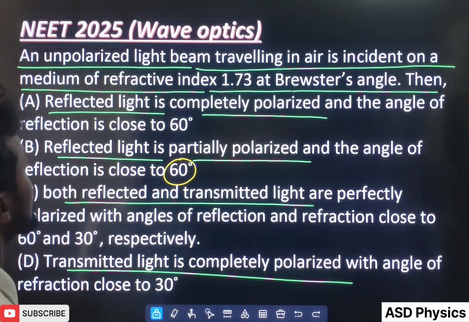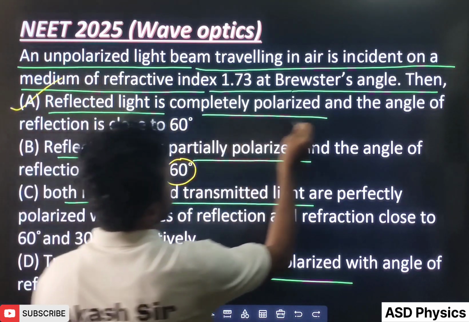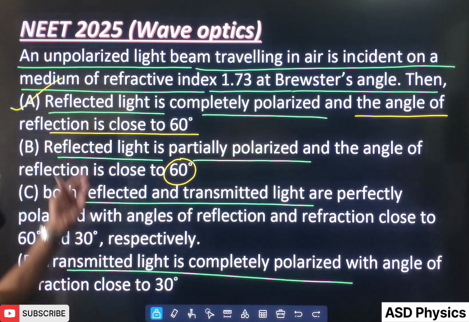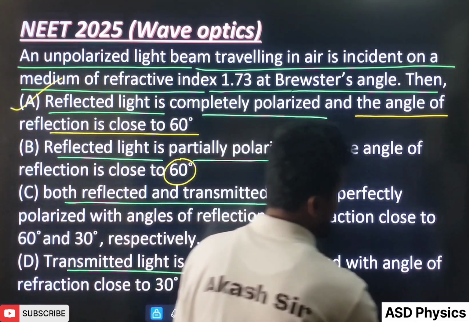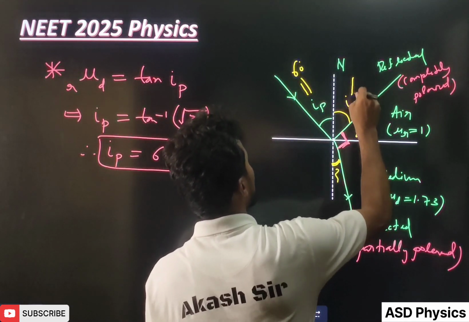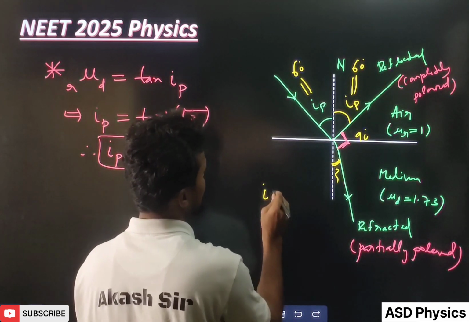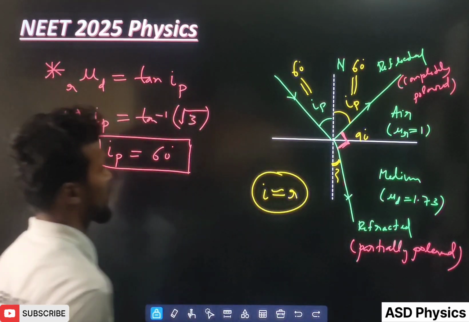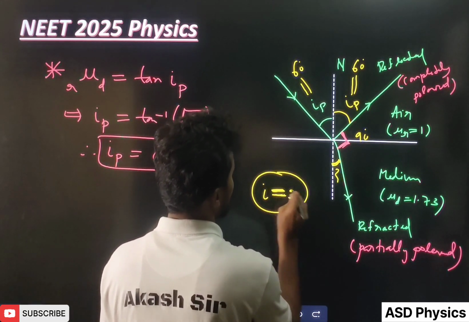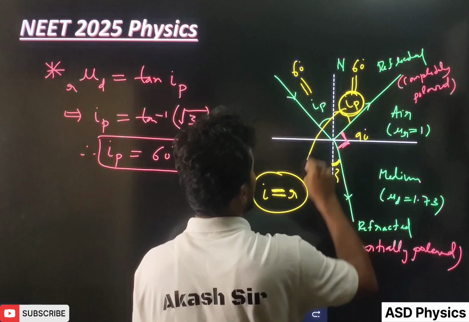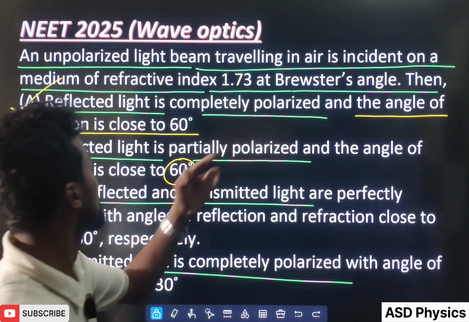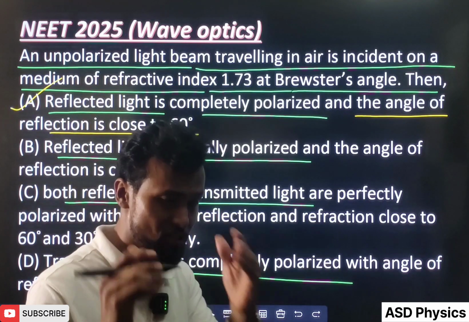So here you can see, let's take option A: reflected light is completely polarized and angle of reflection is close to 60 degrees. Where is the angle of reflection? See here, please, student. If this angle is 60 degrees, from the law of reflection we can tell this angle is also 60 degrees, because i is always r. This one I am talking about, for this I am telling r. Okay, so which option is correct here? The correct option is option A. Now angle of reflection is not close to 60, actually it is 60 degrees here.